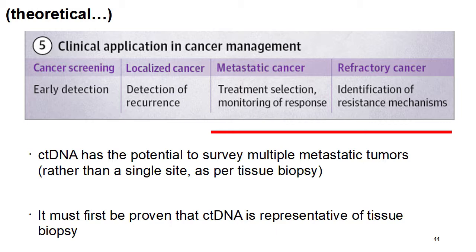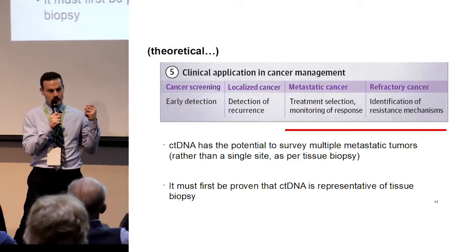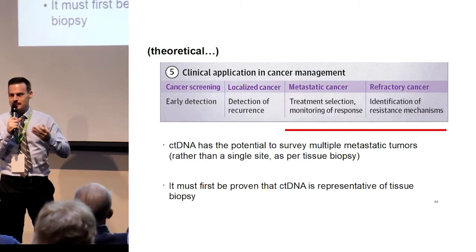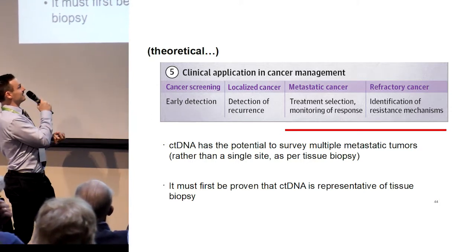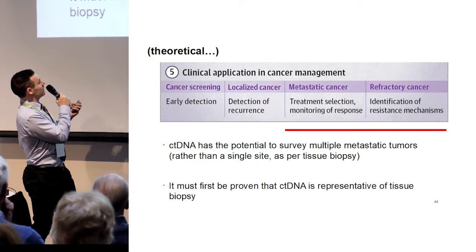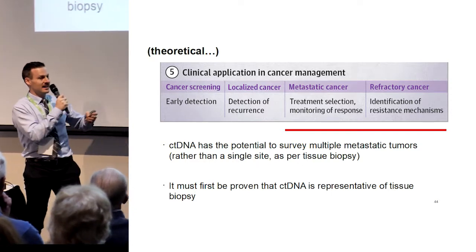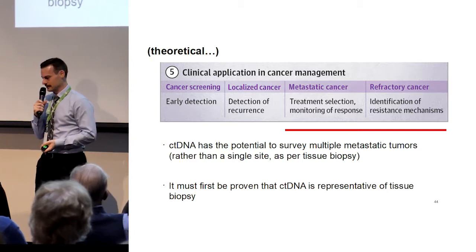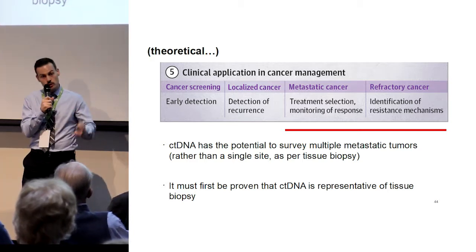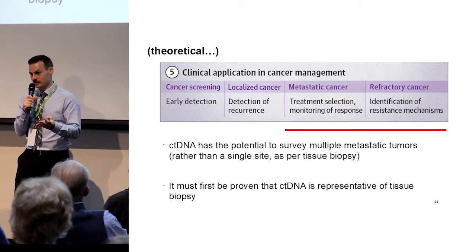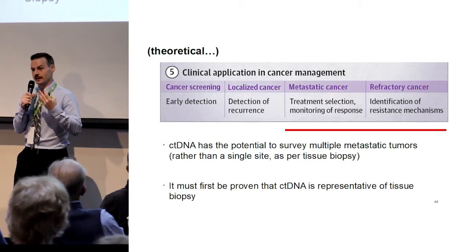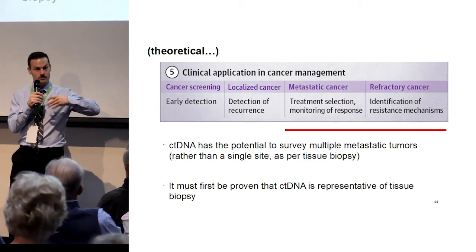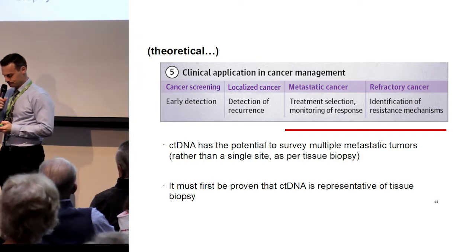From my point of view as a researcher, I'm very interested in this later setting. How can we get better at understanding metastatic disease and treating metastatic disease? I think what's very exciting is circulating tumor DNA has the potential to give you information about all of those tumors simultaneously. But what we've got to do first is prove scientifically that this is useful and feasible in a practical and clinical setting.